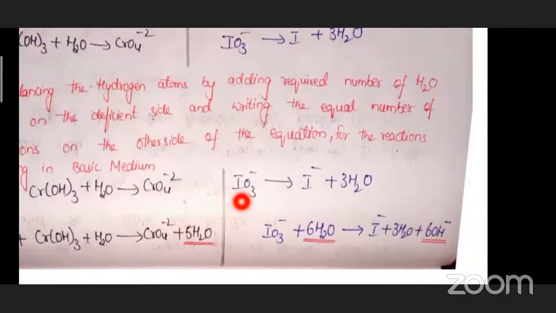Same thing here. Iodate, IO3 minus, is now becoming I minus plus 3H2O. Here you see, on the product side, we have 6 hydrogens, 3 into 2. On the reactant side, we do not have any hydrogens. So what do I have to do? I have to write 6 water molecules on the reactant side and 6 OH minus ions on the product side. Hope you have understood. To balance the hydrogens, we have to add the water molecules on the deficient side and an equal number of OH minus ions on the other side of the equation. So this is the step.